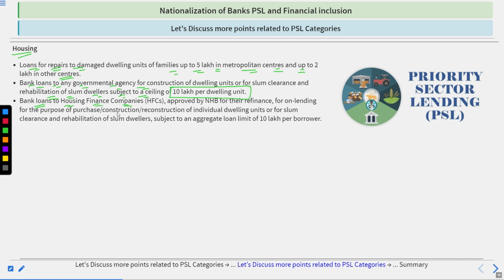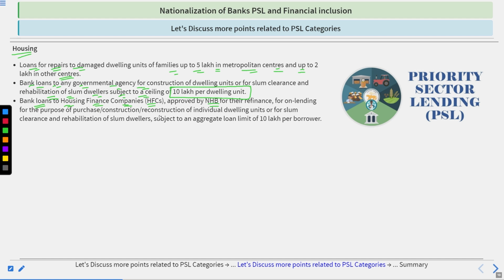Bank loans to the housing finance companies, which are known as the HFCs, approved by NHB, National Housing Bank, for their refinance. Like refinance, what do you mean by this? So basically, suppose there is any housing finance company approved by the National Housing Bank, which is an apex institution in terms of granting loans to the housing sector. Generally what happens here, suppose a housing finance company has 100 crores of funds to lend out for the financing of the housing sector. Okay, that is what we are assuming.